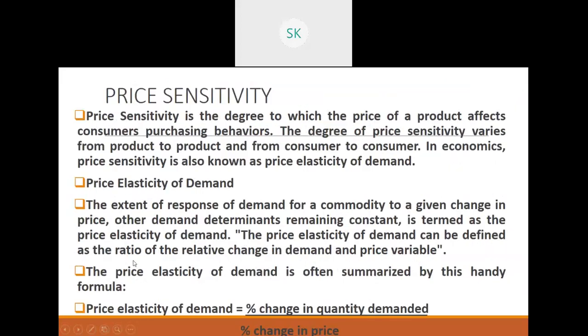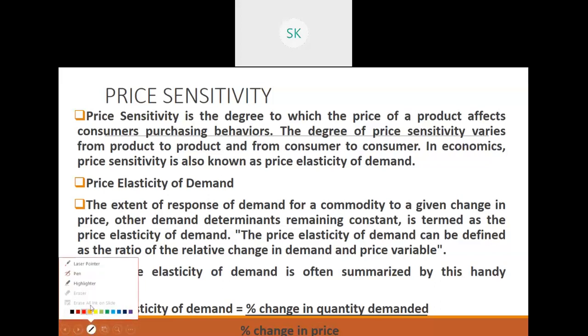Now the next concept is price sensitivity. Okay, price sensitivity is the degree to which the price of a product affects consumers' purchasing behavior. So in price sensitivity, it is about how much the price will change whenever there is any change in demand or supply. How will the price affect? To what extent will the price affect? That is also measured. So that is called price sensitivity.